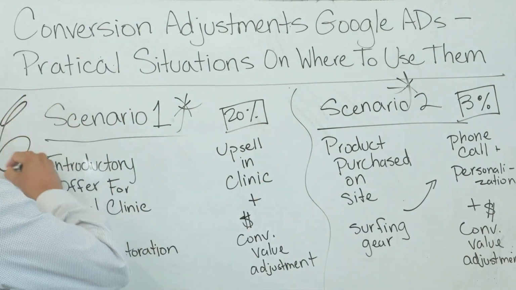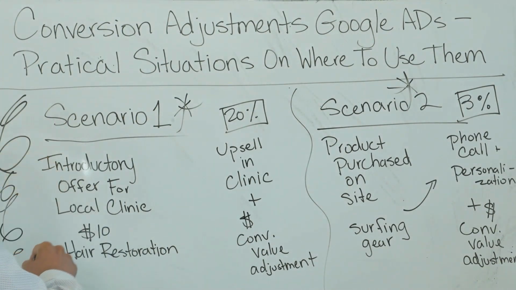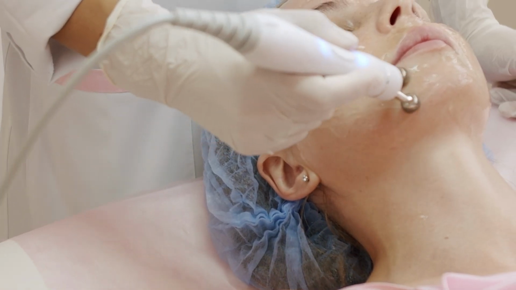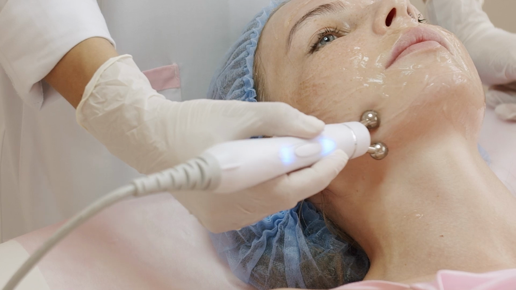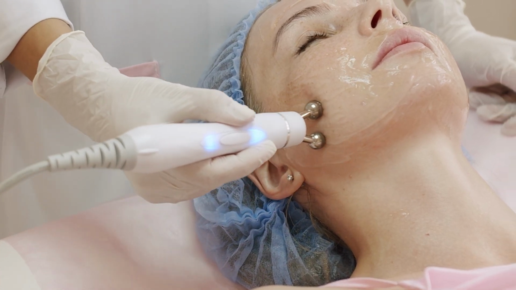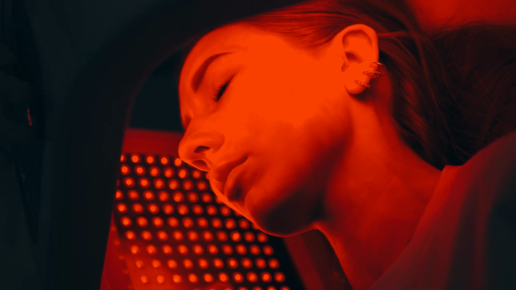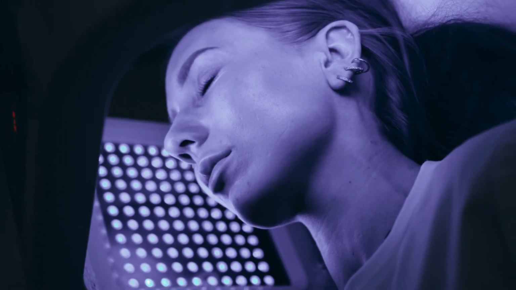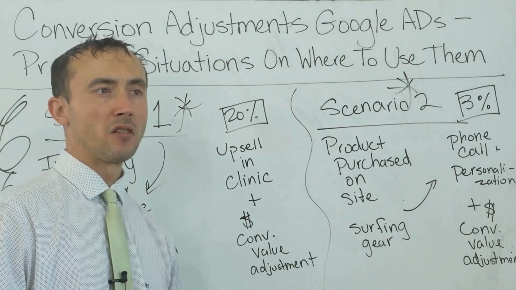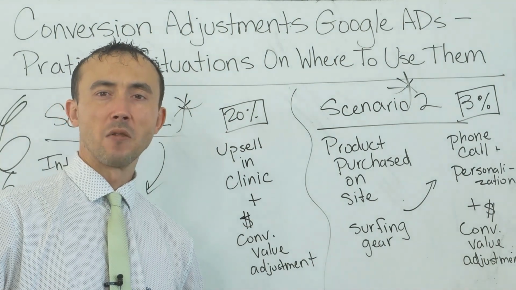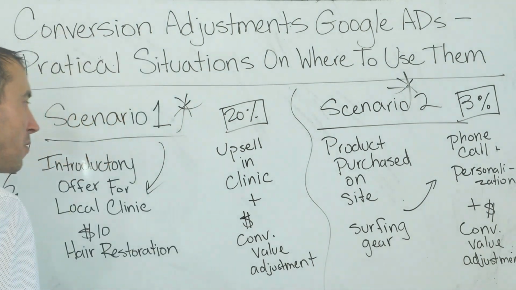Scenario 1, to get into the actual example, what we had was a local med spa. This is the type of business that does vampire facials, PRP hair injections, that kind of thing. It's basically stuff to make you look younger for the most part. They do CoolSculpting and products that can melt belly fat off of you and stuff like that.